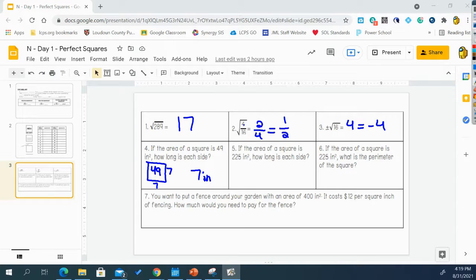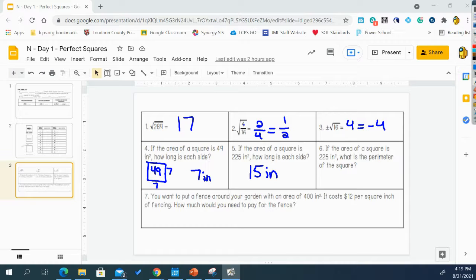I'm going to have you do this next problem on your own. So I'm going to read it to you, then I want you to pause the video. It says, if the area of a square is 225 inches squared, how long is each side? So pause the video right now and see if you can answer this one on your own. If you're back, the answer for this one would simply be 15, and you should have said inches just because they talked about it being in inches over there.